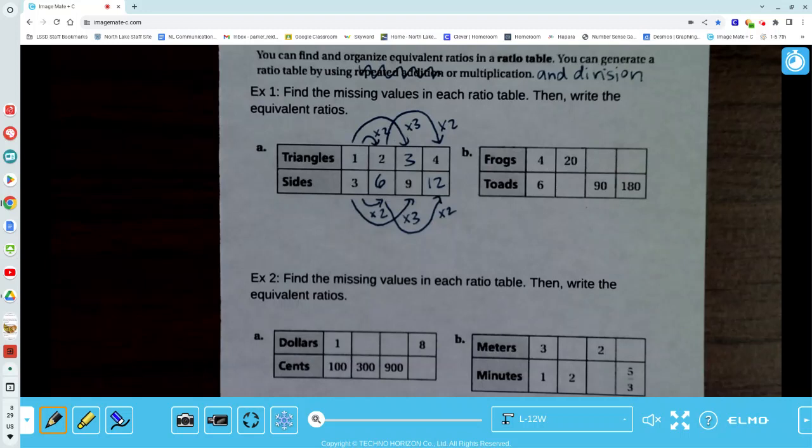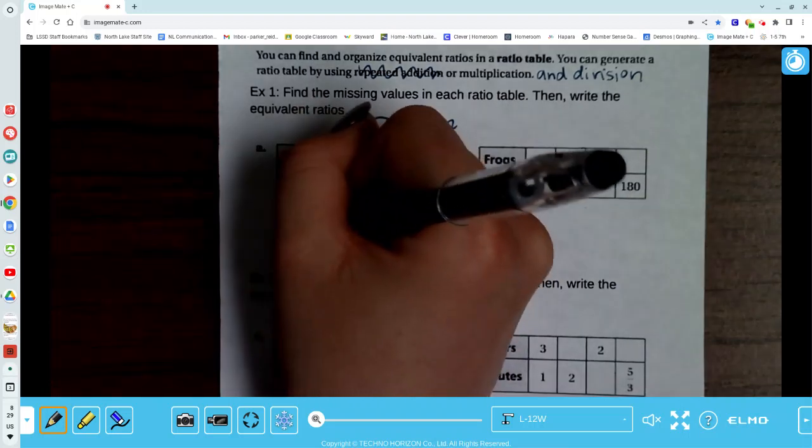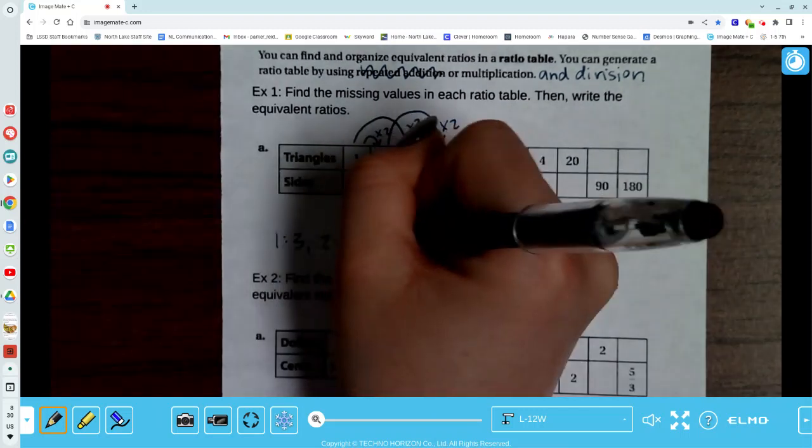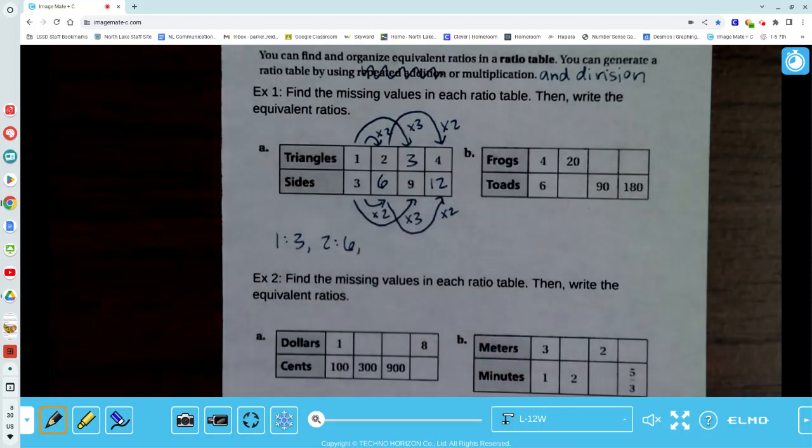Does anybody think they can tell me the first ratio in this table? Or actually, let's start with how many ratios are in this table? How many ratios are in that table right there? Aubrey? There are 4. Who can tell me the first one? Ratisha? 1 to 3. What's the next one? Dash? 2 to 6. What's the next one? Kaden? 3 to 12.